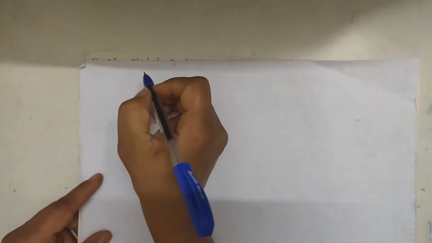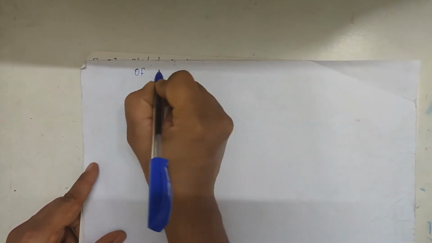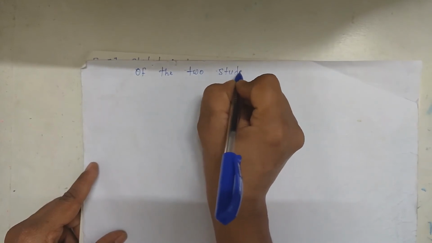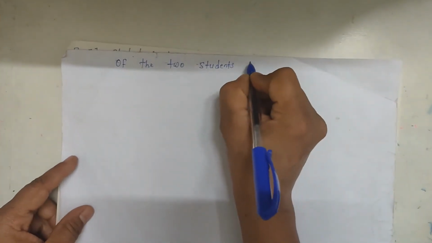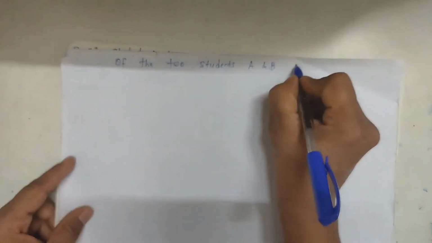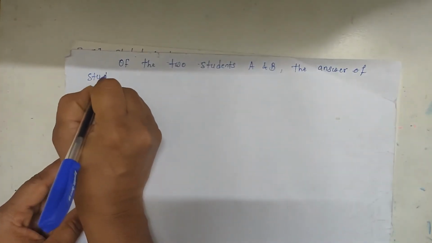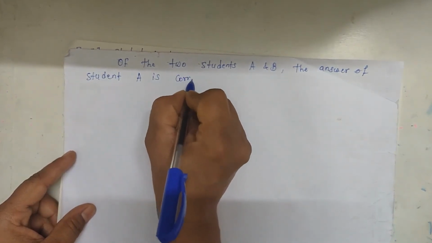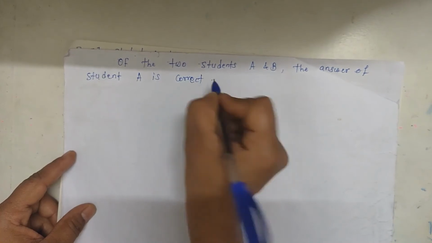So we can say that of the two students A and B, the answer of student A is correct. The answer of student A is correct.